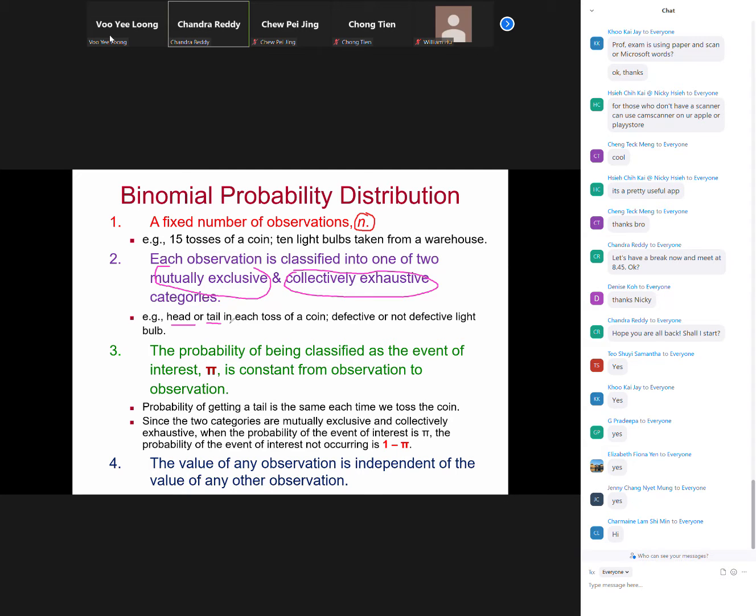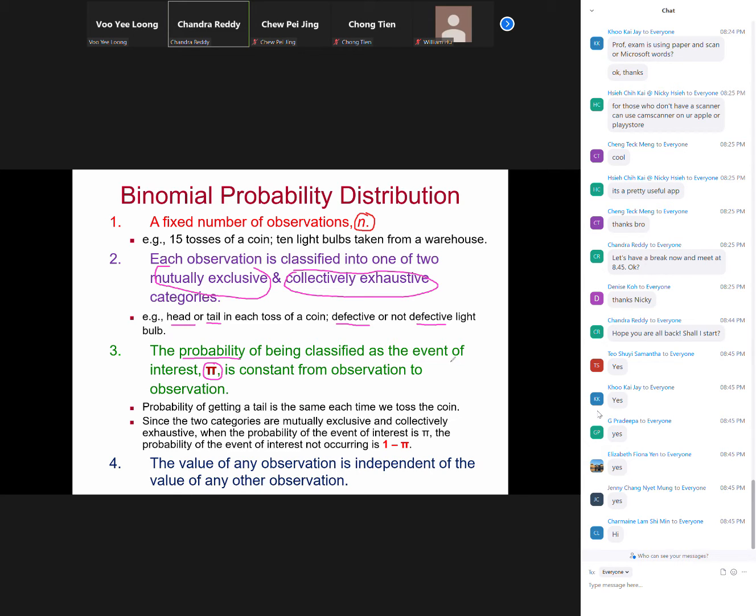in an event. So similarly, the products can be defective or not defective. All right, so the second condition is that the events must be mutually exclusive and collectively exhaustive. The third condition is that the probability of, please take note that here we are using the symbol for probability as pi. So don't confuse this pi with the mathematical constant. This pi refers to the probability of the event we are looking at.